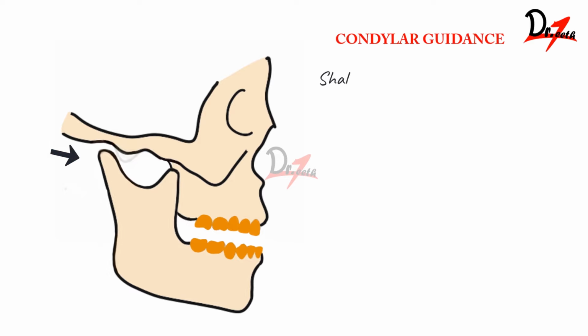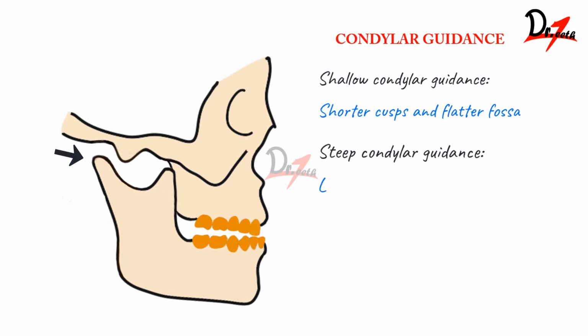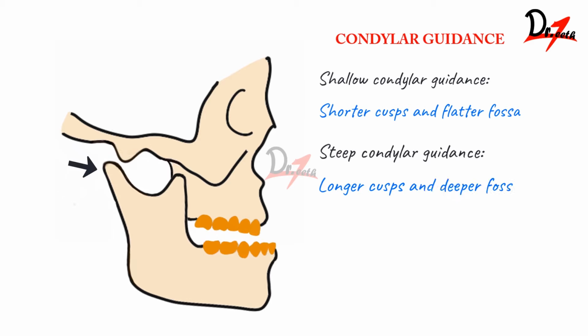So when we have a shallow condylar guidance, there will be less separation of the posterior teeth. When there is less separation, we need shorter cusps and flatter fossa to get our balanced occlusion. But on the other hand, if we have a steep condylar guidance, we will have more separation in the posterior teeth. So in that case, we will need longer cusps and deeper fossa to get our balanced occlusion. So that is about the condylar guidance.